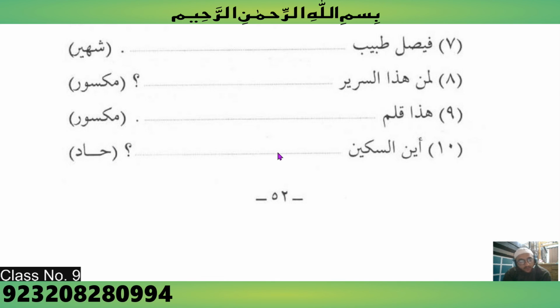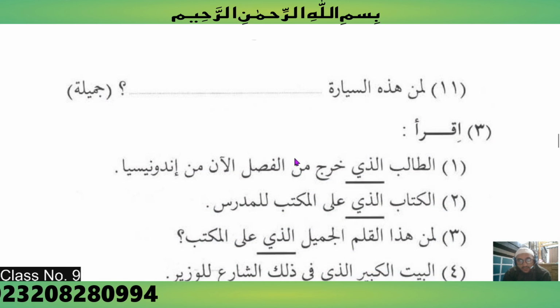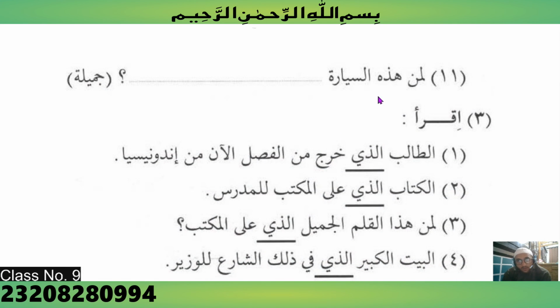Number 10, أين السكين حاد. Okay, أين السكين الحاد. We add alif lam here. Okay, حاد becomes الحاد because it is معرفة. We have to add alif lam here. Where is the sharp knife? Next, لمن هذه السيارة؟ For whom does this car belong? Okay, لمن هذه السيارة الجميلة؟ We add alif lam here.